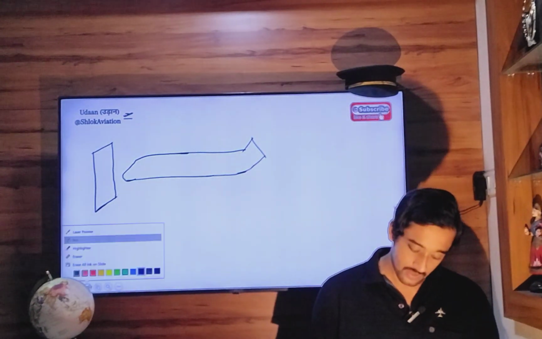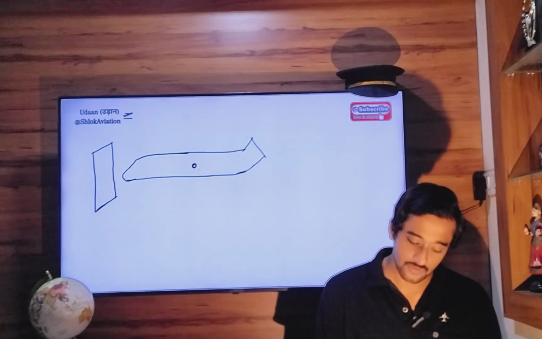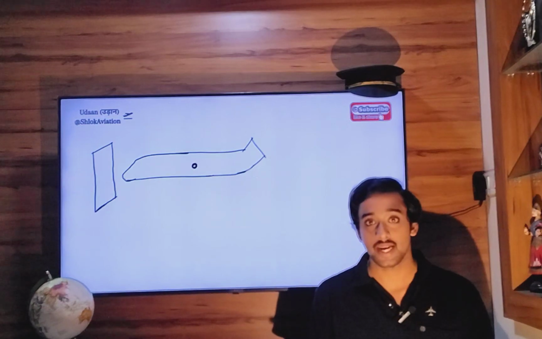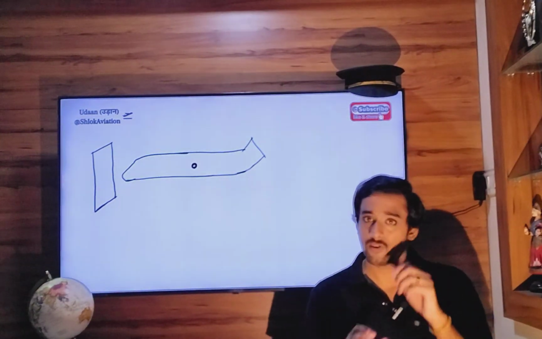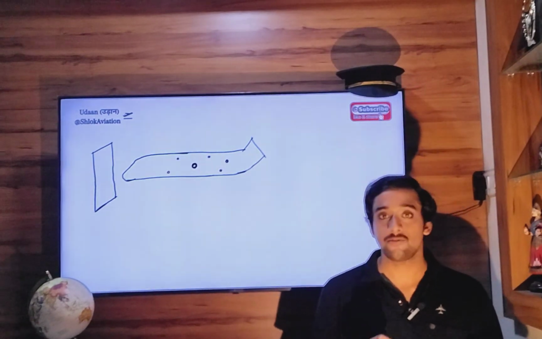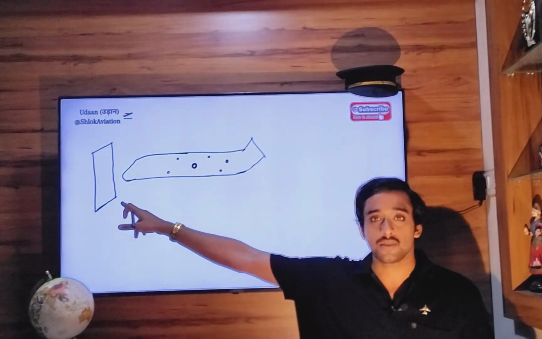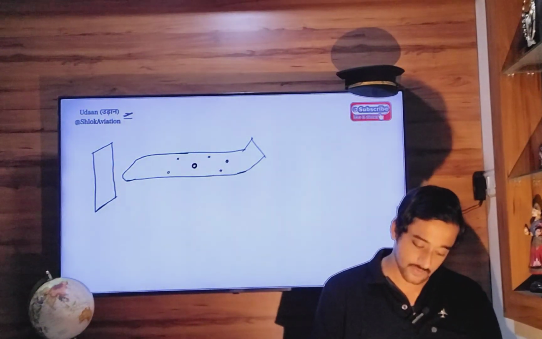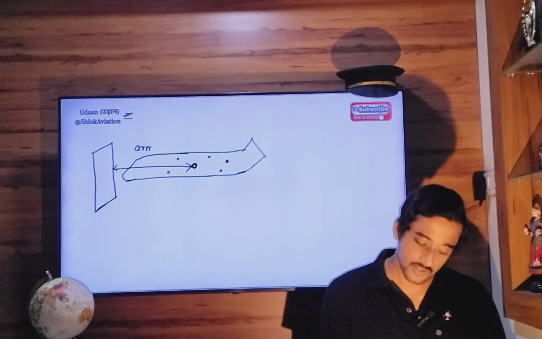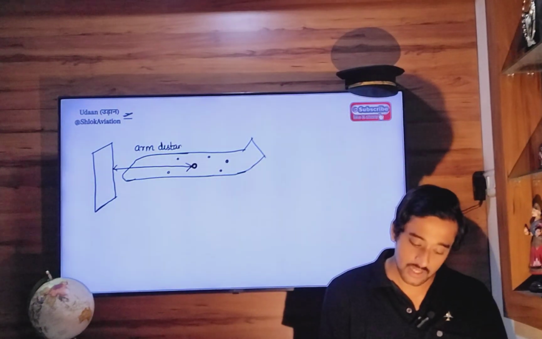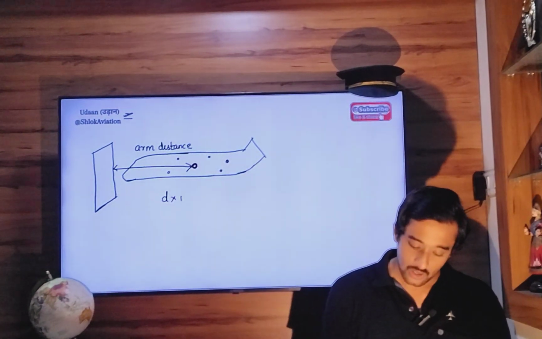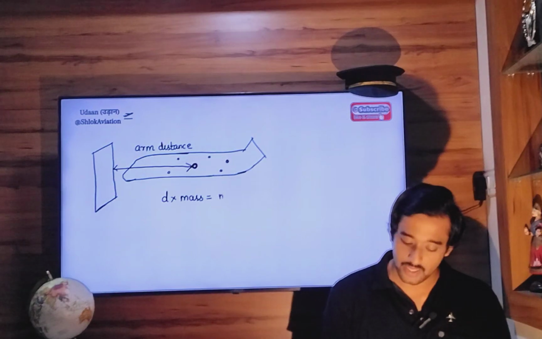Okay. So, let's say this is the object in your aircraft, and you have to calculate the distance of this object from the datum. All the distances of different objects in your aircraft are calculated from a datum. So in this case, this datum is here. So the distance from the datum will be calculated. We call that arm distance. This arm distance and the weight or the mass of this object will be multiplied to calculate moment.